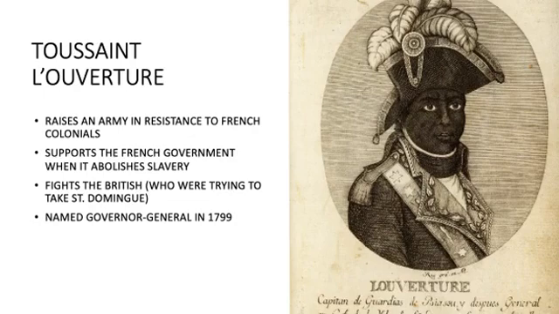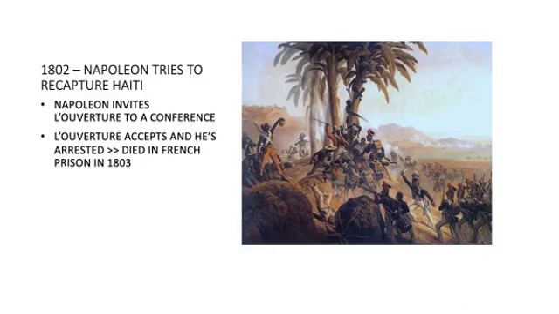With Toussaint Louverture, where he was the leader in this revolution, he is eventually named governor in 1799. And we'll talk more about what he does as governor in just a second. But just to give you a brief recap of what else is happening towards the end of this revolution, in 1802, Napoleon tries to recapture Haiti. When he invades, he invites Louverture to a conference and he accepts. Once he accepts, he is arrested because the French found him to be increasingly dangerous, especially since they are trying to take Haiti back. But he ends up dying in a French prison in 1803.